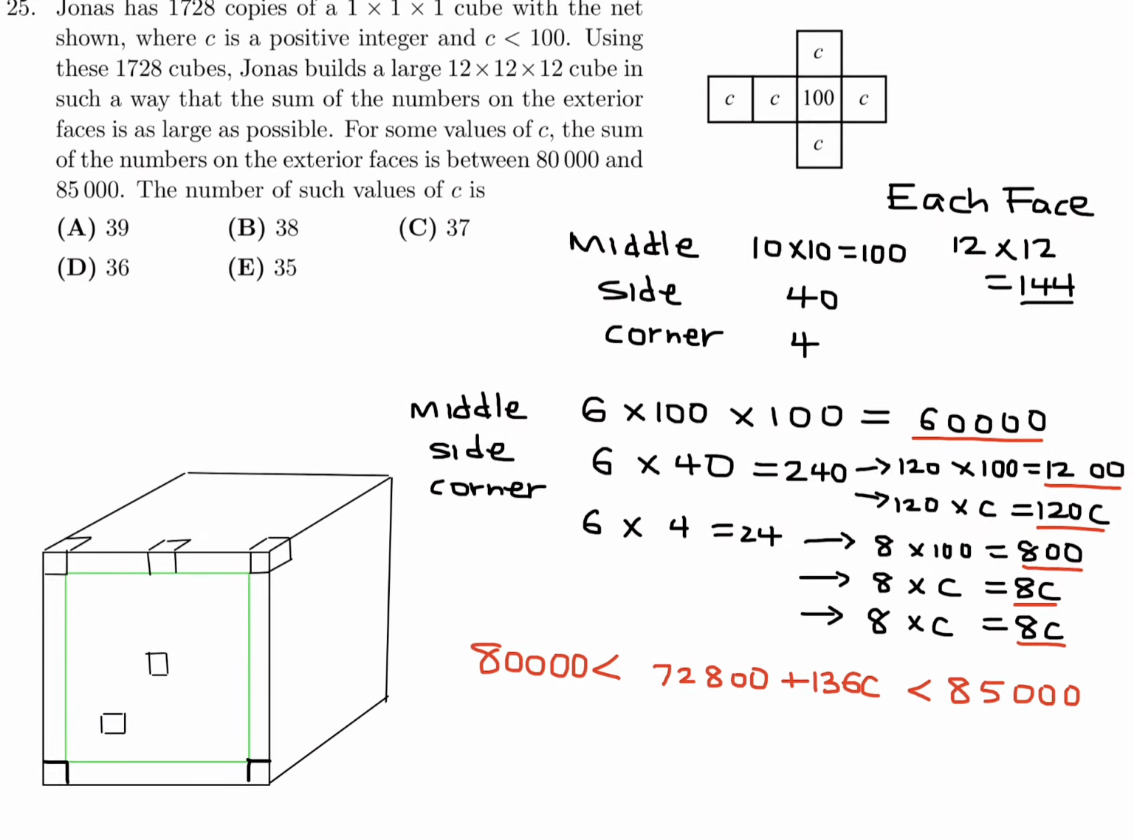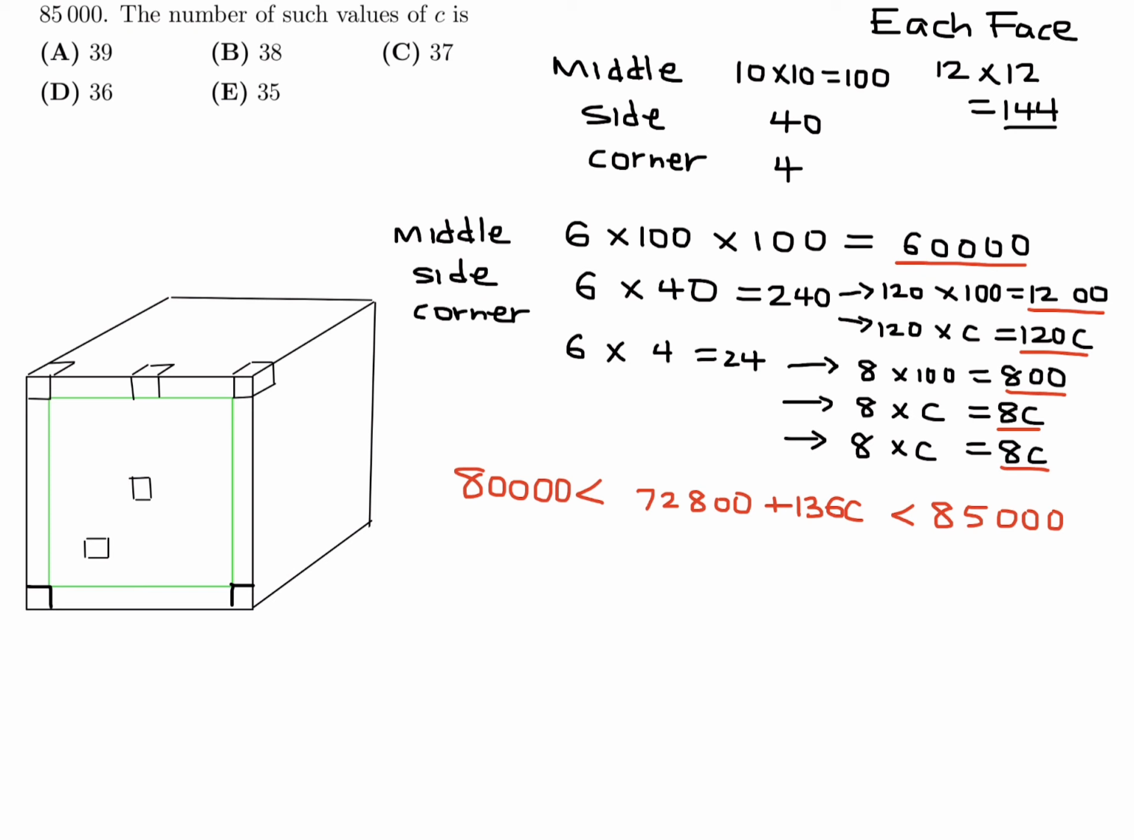I think that's a fairly straightforward inequality to solve. So here we go. First thing is bring the 72,800 to one side. If I subtract it from both sides, I'll get 200 on that side and 7,200 on one side. And then divide through by 136. And that brings me to just C in the middle. This side will be 89.7 approximately, and on this side will be 52.9 approximately.